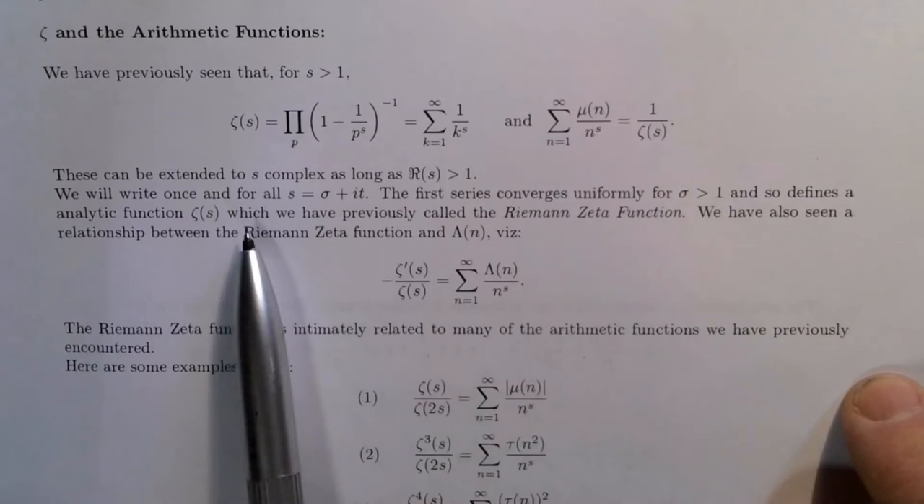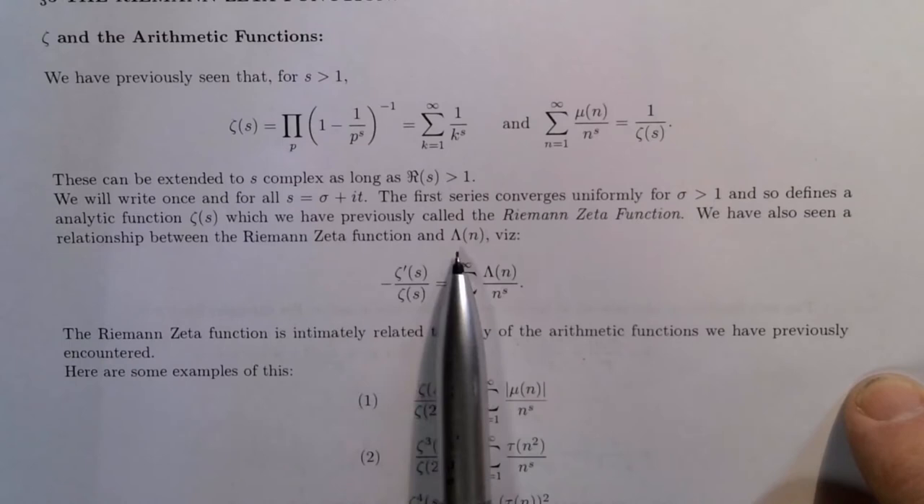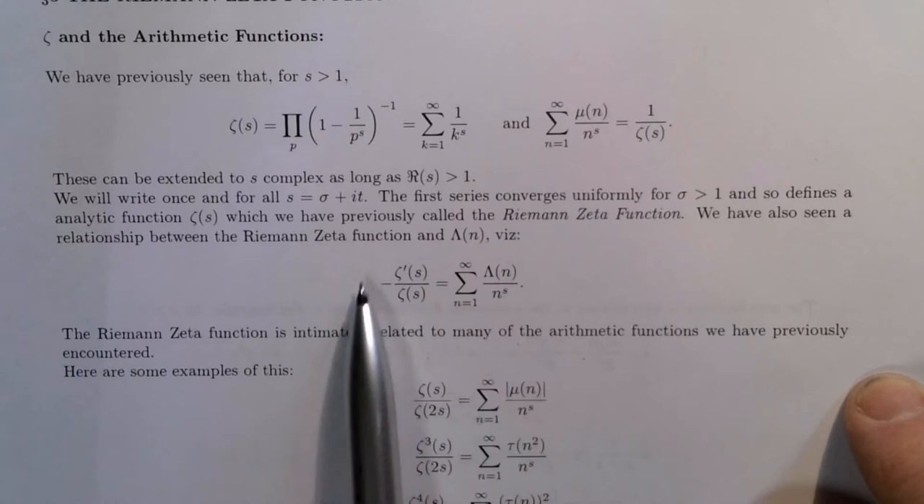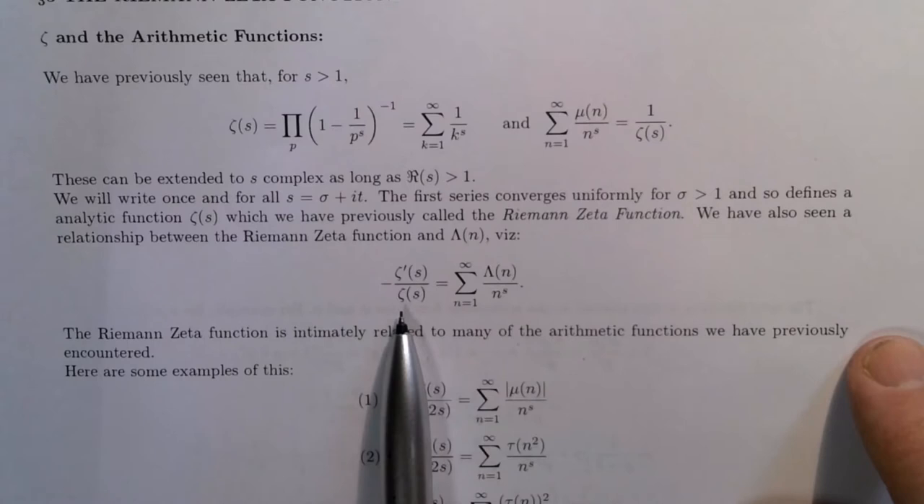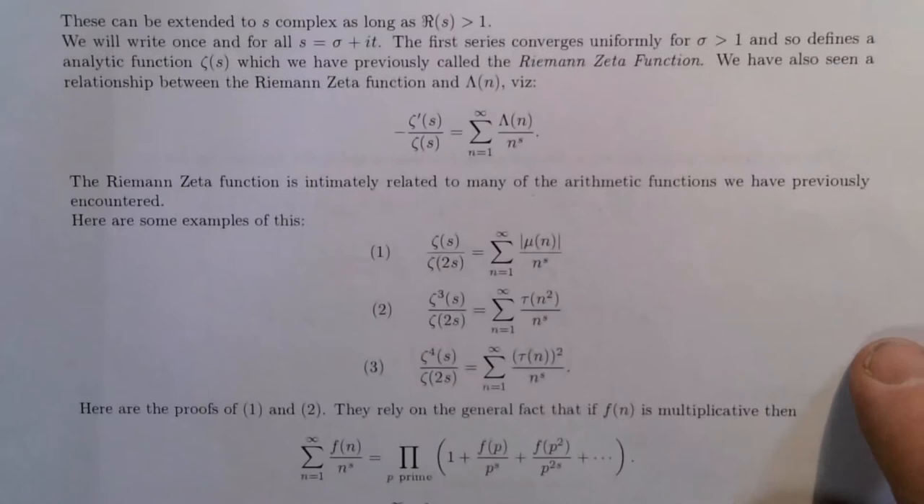We've already seen an interesting connection between the Riemann zeta function and the von Mangoldt function. That is, the Dirichlet series for the von Mangoldt function is just minus zeta dashed of s on zeta of s. Now, it turns out that the Riemann zeta function is intimately related to many of the other arithmetic functions we've previously encountered, and some that we haven't encountered that are still connected to it. I'm just going to list three of these here.